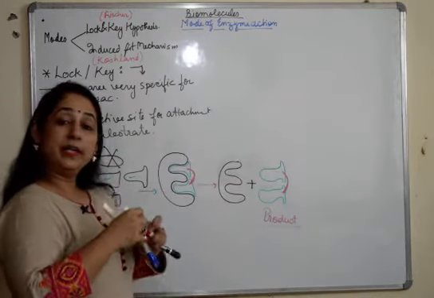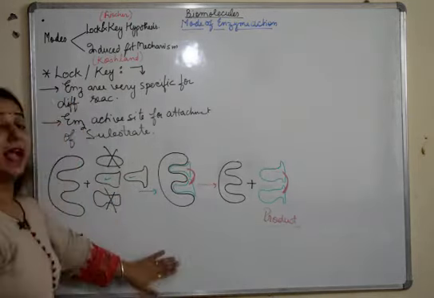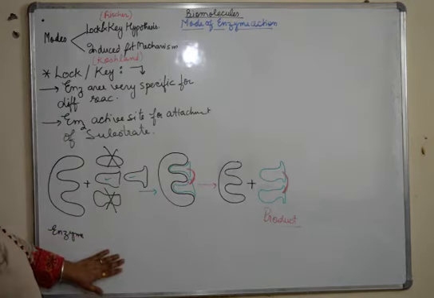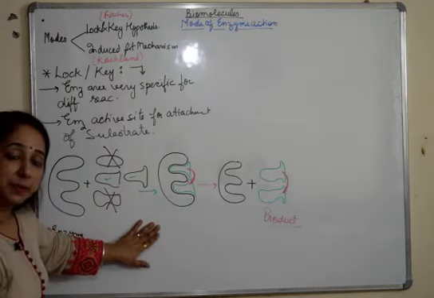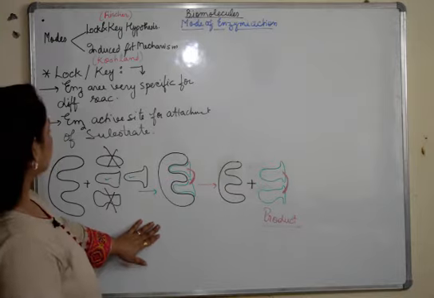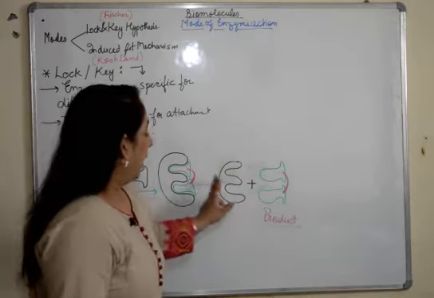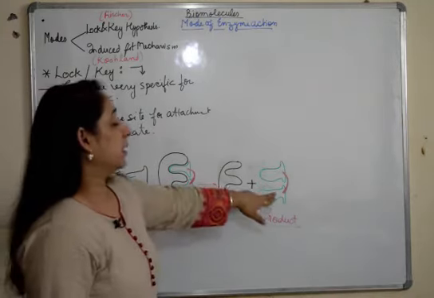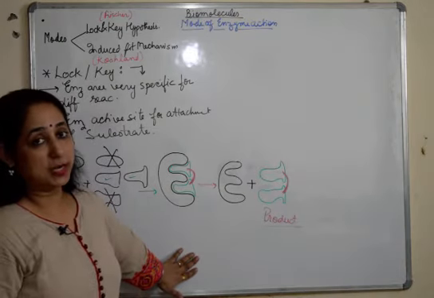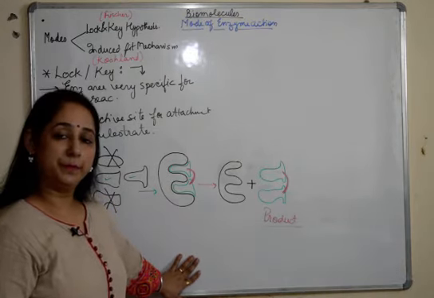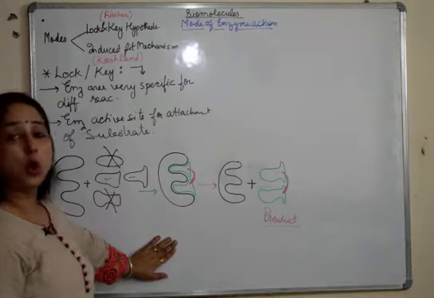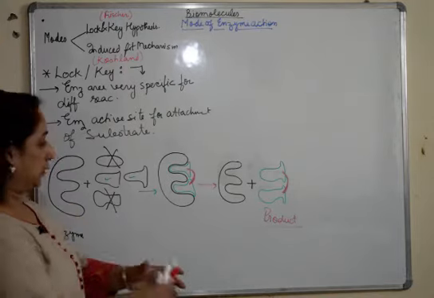Fine. So what I mean to say is this lock and key hypothesis states that the enzyme binds with specific substrates at the active sites, and then a bond is formed between the substrates, and the substrates detach as products as and when the bond is formed. So this is what is explained by lock and key hypothesis.